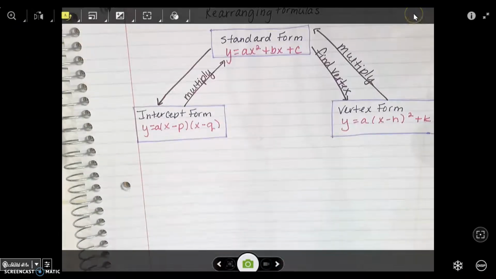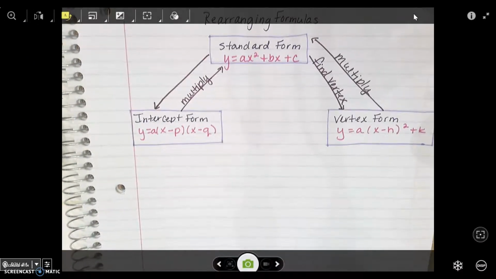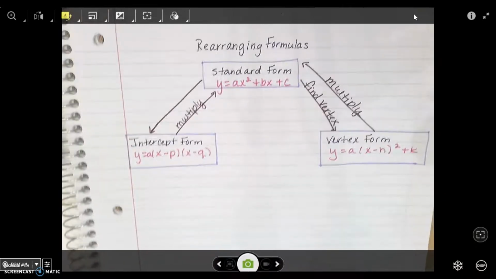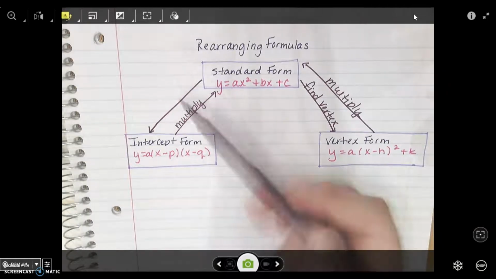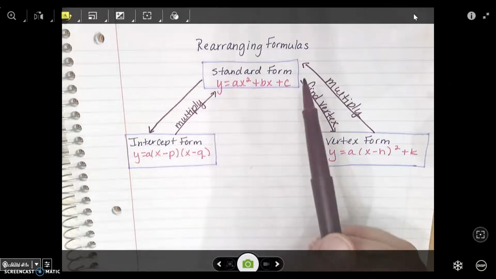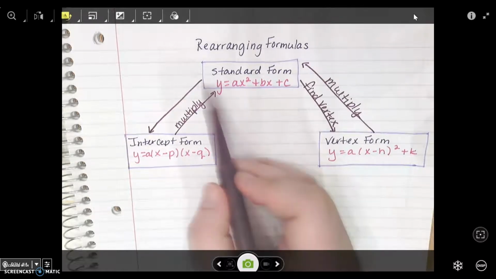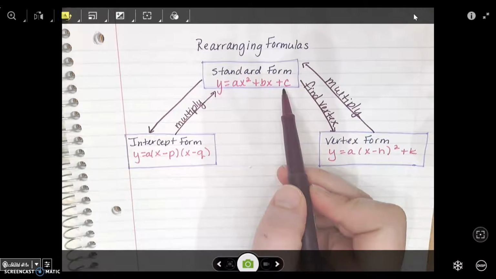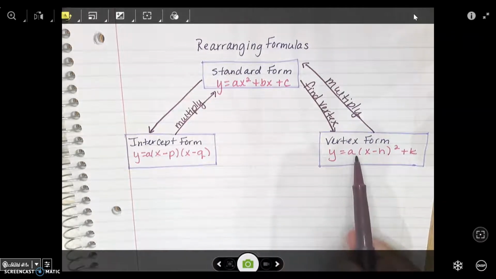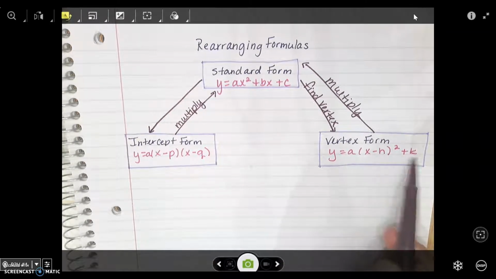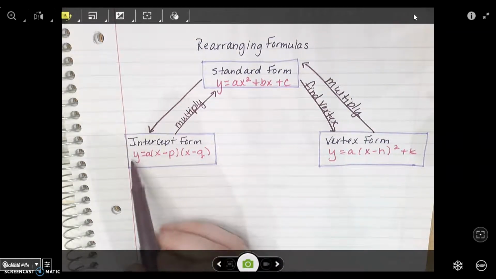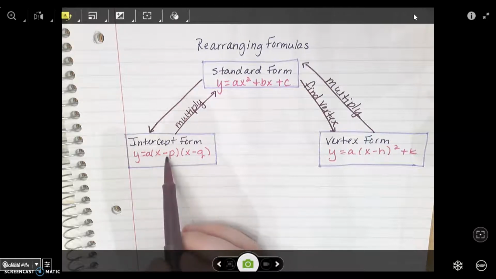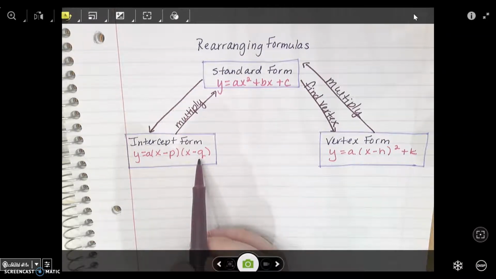Okay, we're back. It's Tuesday, the 31st, and we are back to this chart. We're doing the last part of this chart. We're rearranging formulas. So we have standard form, which is y equals ax squared plus bx plus c. We have vertex form, which is y equals a times x minus h squared plus k. And then we have intercept form, which is y equals a times x minus p times x minus q.